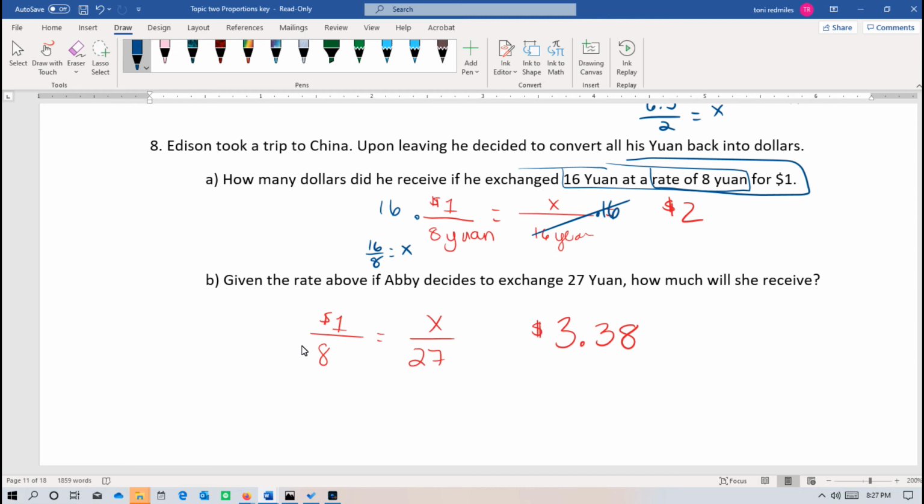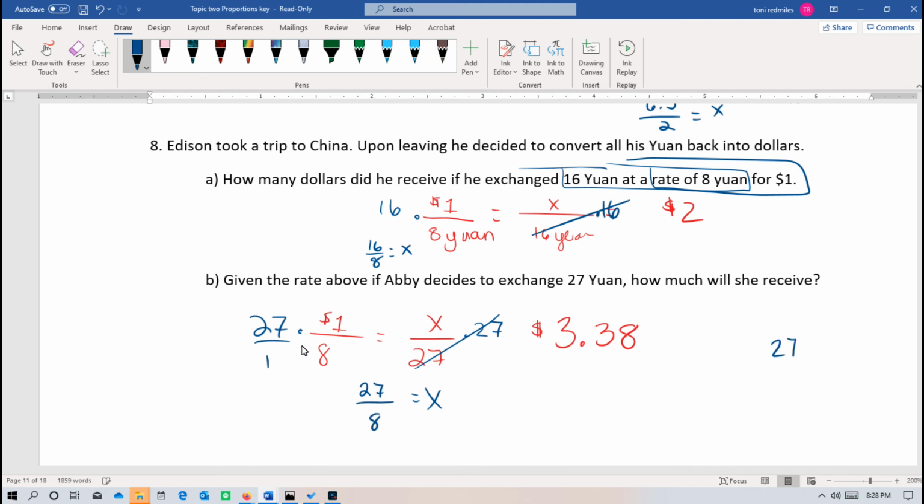Okay. Given the rate above, Abby decides to exchange 27 of China's currency. How much will she receive? Well, it's $1 still to 8 of China's currency. And we don't know how many American dollars, but we know we have 27. All right, so I'm going to multiply both sides by the 27. Got to put it over 1 here. These are going to cancel, leaving me just with the x. 27 times 1 is 27, and then 1 times 8 is 8.